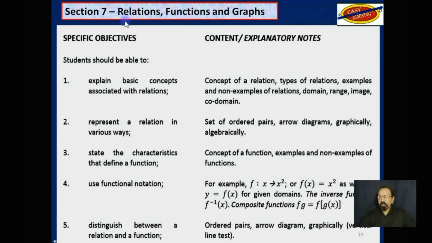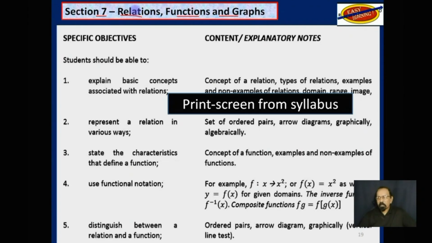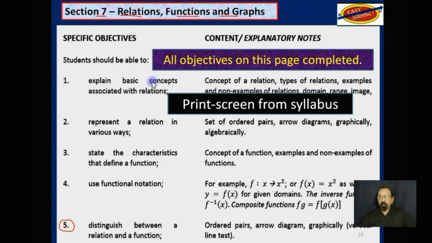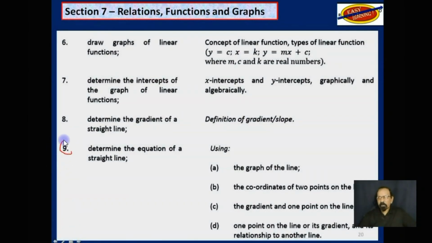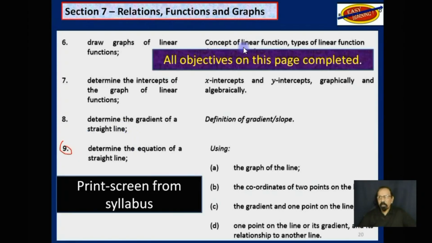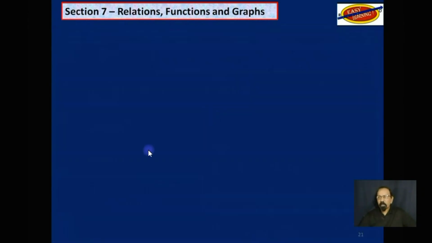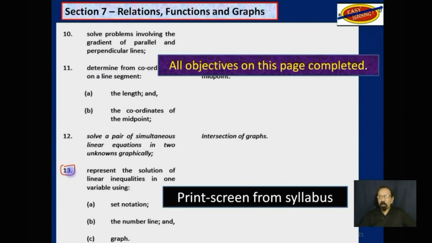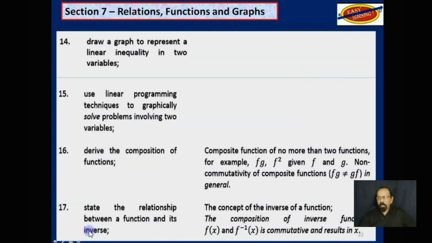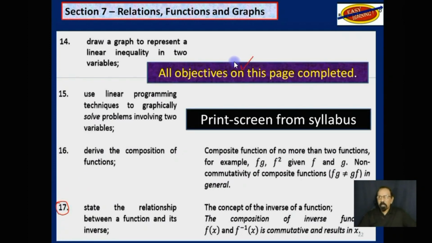So we are back to section 7, relations, functions, and graphs. This is the first page up to objective 5. All of those have been completed. Next page up to objective 9. All of these have been completed. Next page up to objective 13. All of those have been completed. Next page up to objective 17. All of these have been completed.